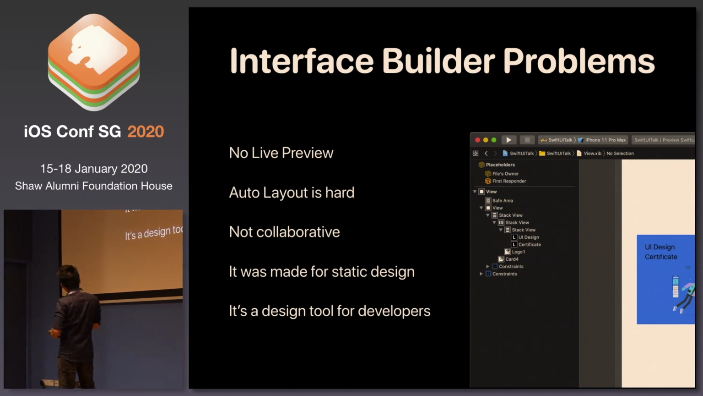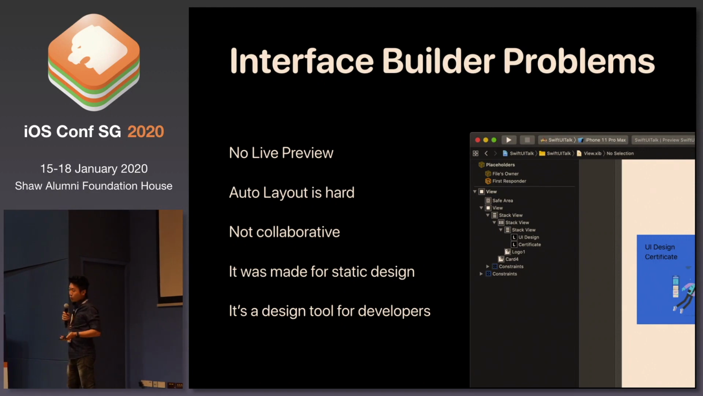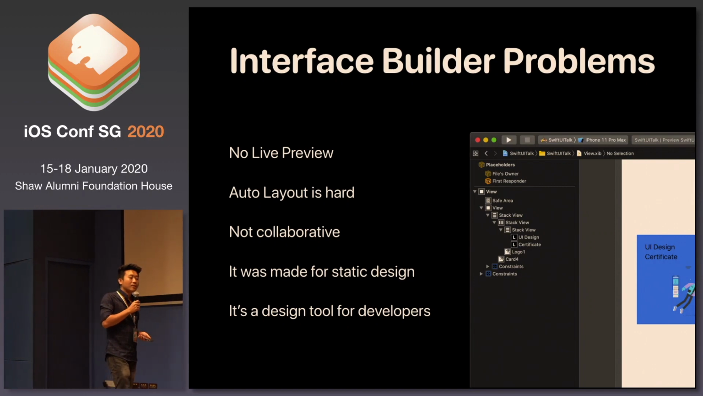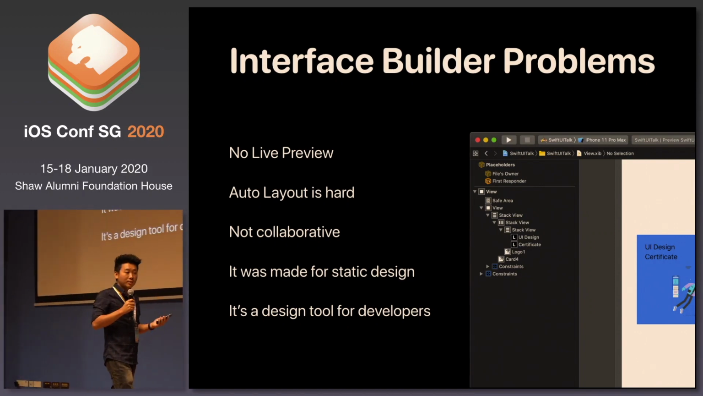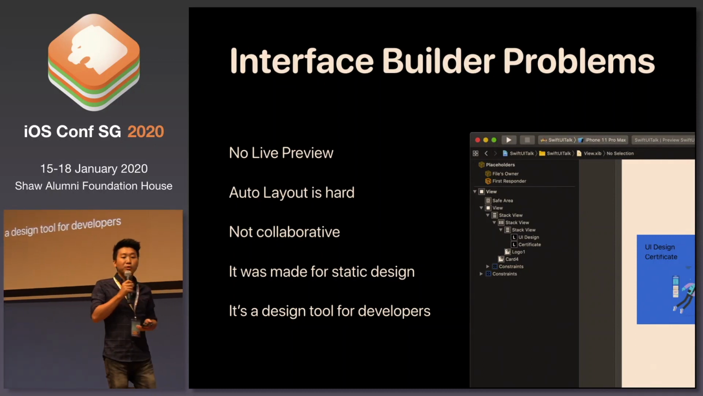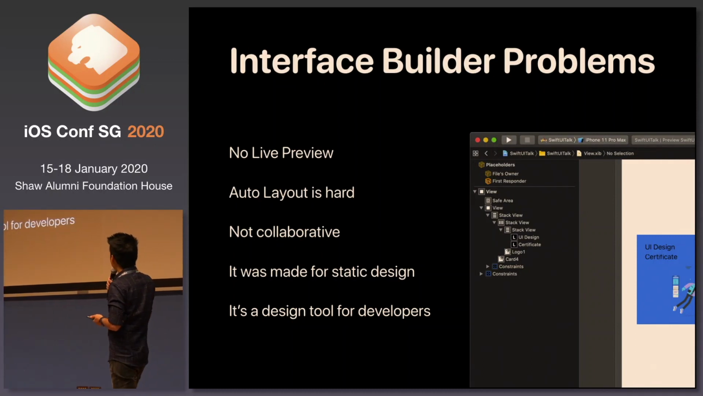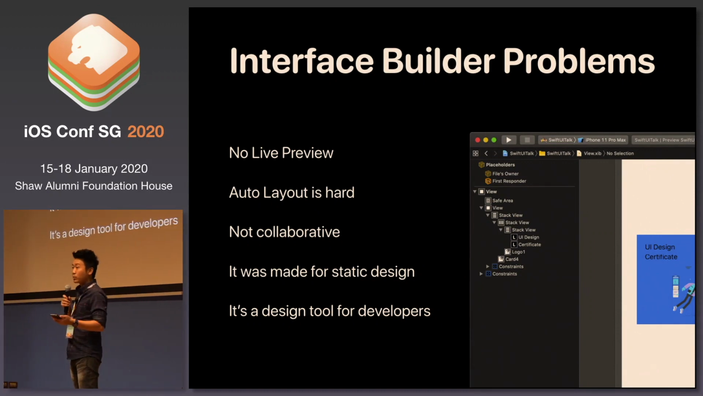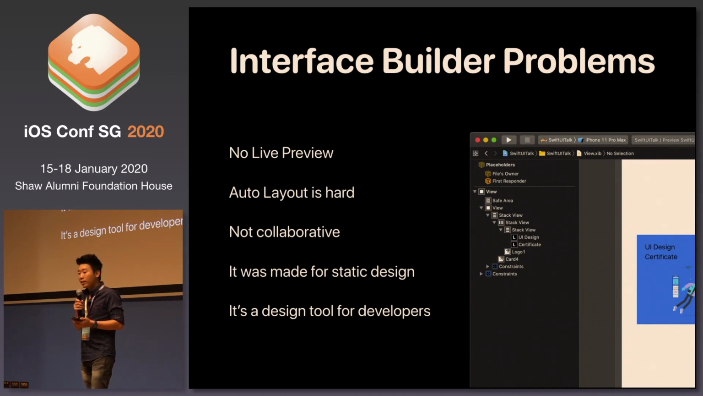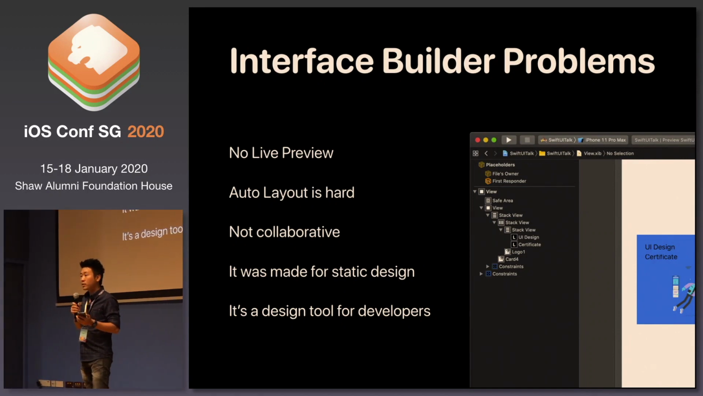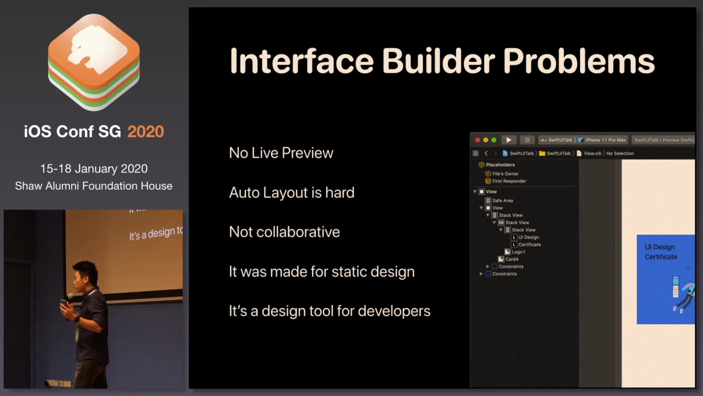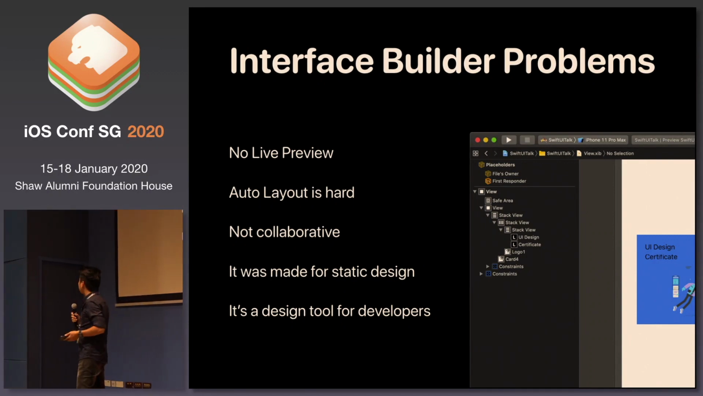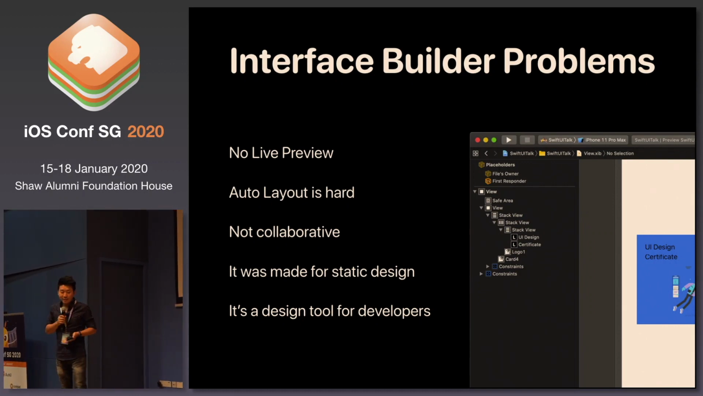So let's take a look at the next one. Interface Builder was made for static design. Unfortunately, you cannot animate things, you cannot add events, you still rely on code for all of these things, all of these interactions, and you can only go as far as what the inspector gives you. So that's a huge problem. For designers, if you ask a designer to use storyboard, most of them would get really scared because they can't really do anything significant past the static design stage. So that's a problem.